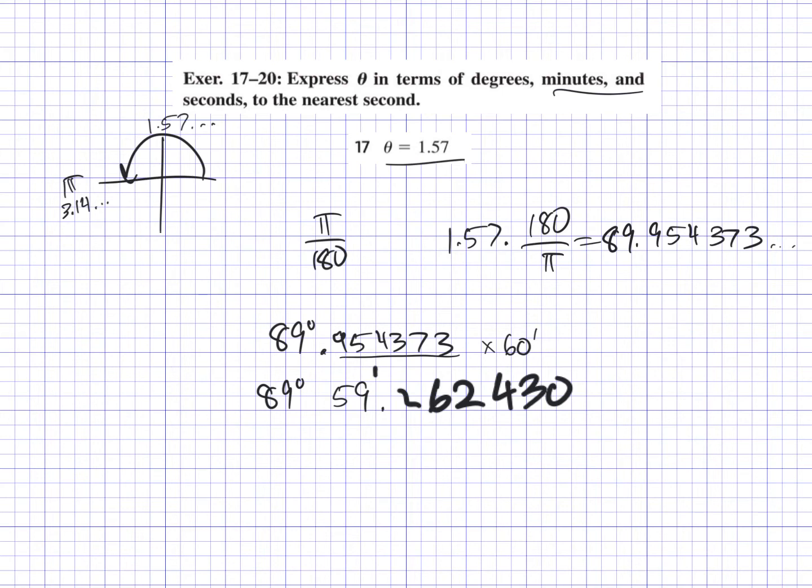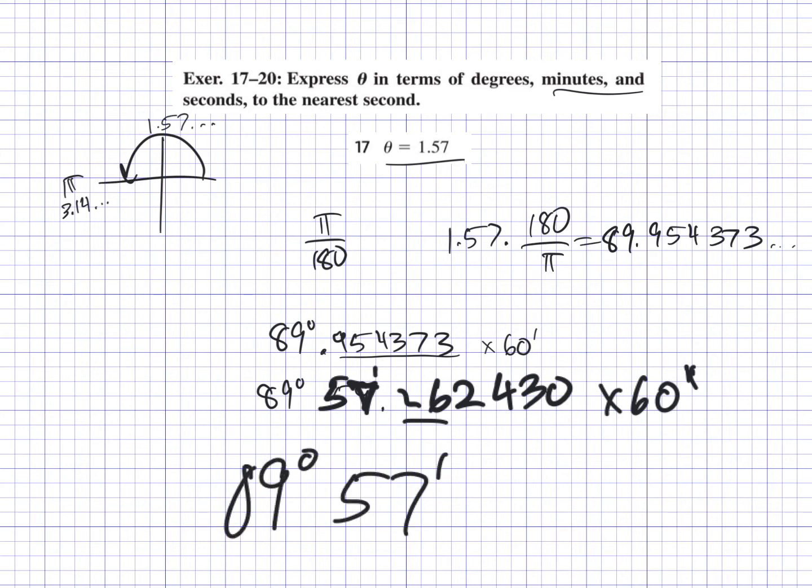Now it's 26% of 60 seconds. So you take that again and multiply it. So on the calculator here, I'll subtract off the 57. Oh, I guess it's 57, not 59. 57 minutes. I'll subtract off the 57, and then I'll take that times 60 seconds. All right, so what is my final answer? 89 degrees, 57 minutes, and 15 seconds. And then you obviously have some left over.